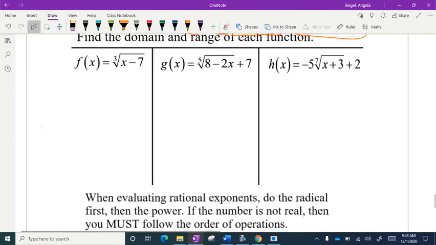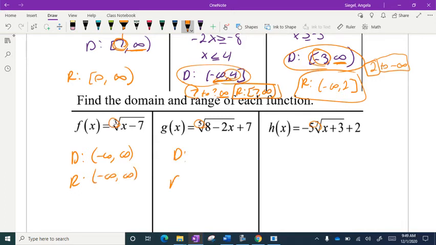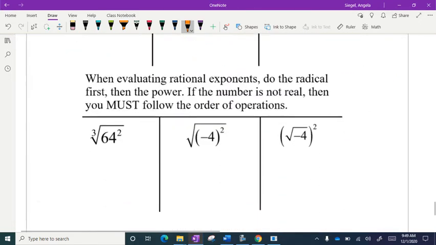And finally, what's nice about the domain and range of any odd roots is that both of them are always going to be negative infinity to positive infinity. So when you see this, you don't even have to think about it. It's just the same thing every time, no matter what kind of odd root you're talking about. So the even roots you have to think about, but the odd roots are always the set of all real numbers.